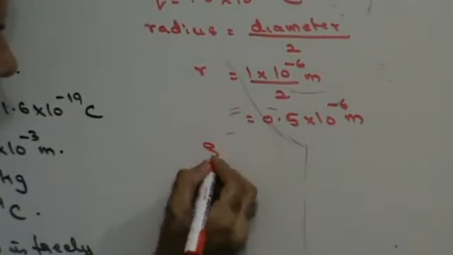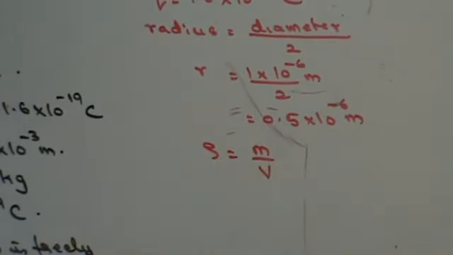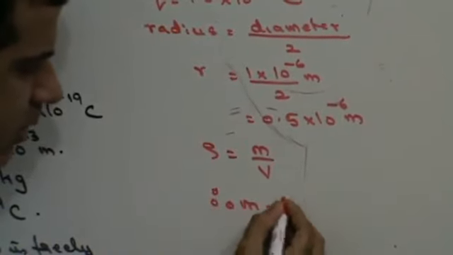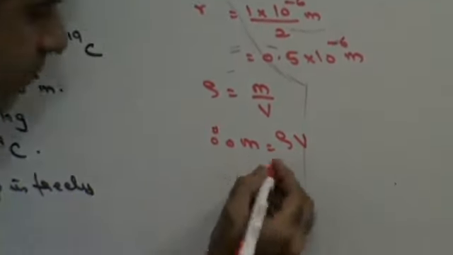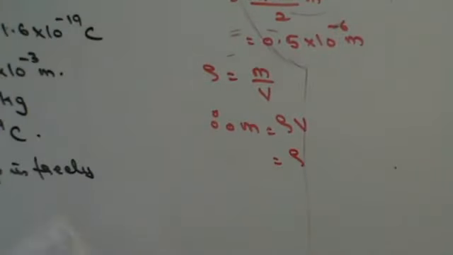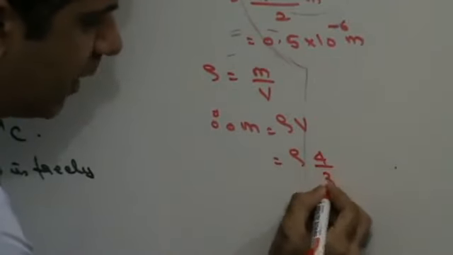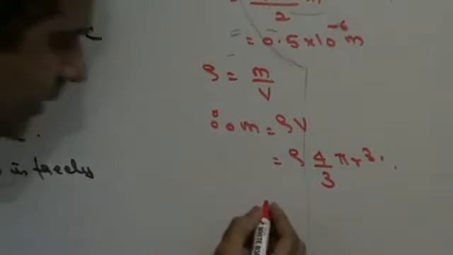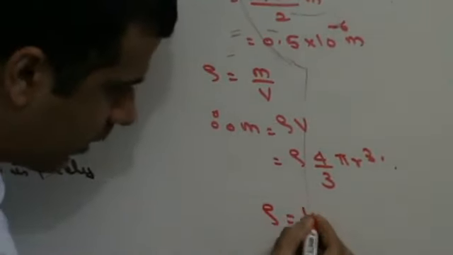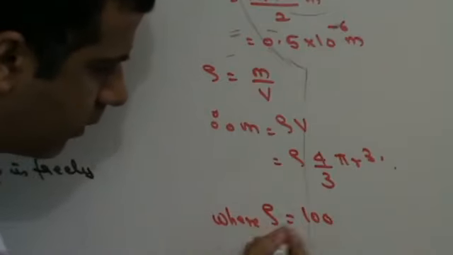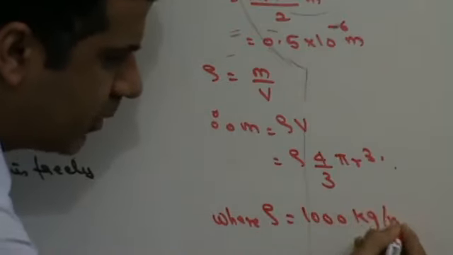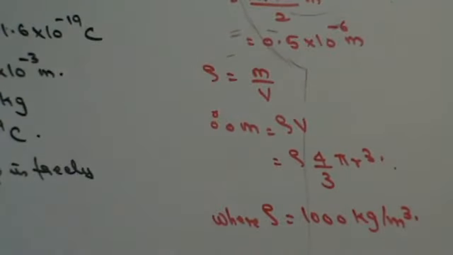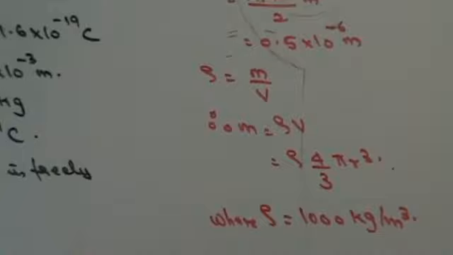Now, we know that density is nothing but mass upon volume. Therefore, mass is equal to density into volume. Water drop is in the form of a sphere. Volume of a sphere is 4 by 3 pi r cube. Density of water in SI system is 1000 kgs per meter cube. Density I know, 4 by 3 I know, pi r cube I know. So I come to know the mass of the water drop.